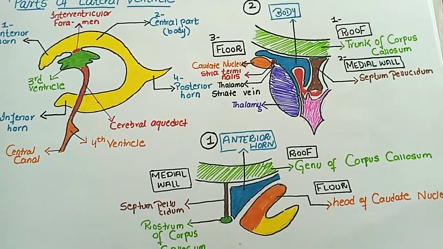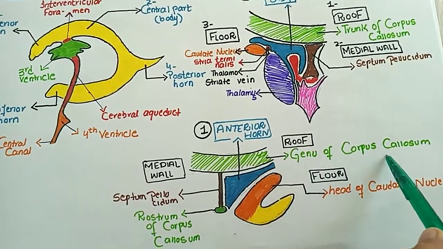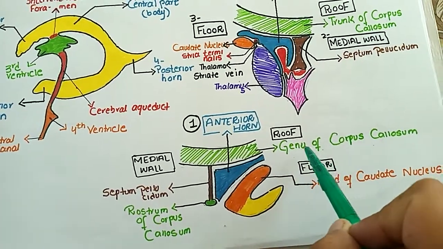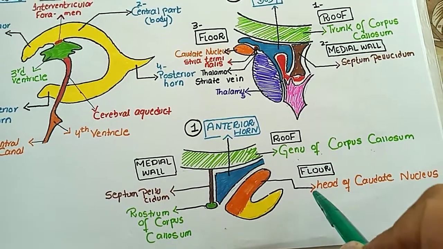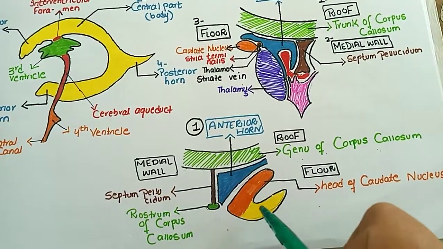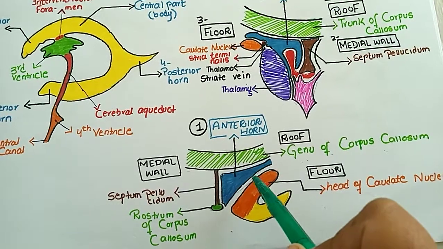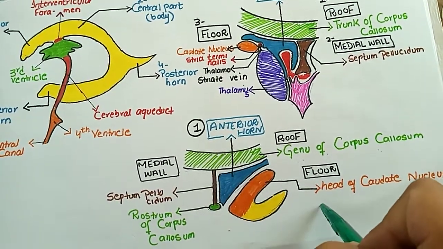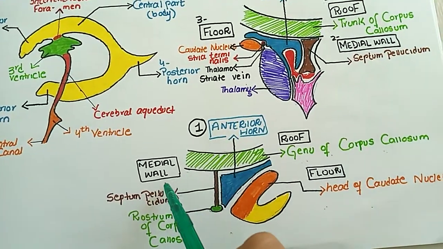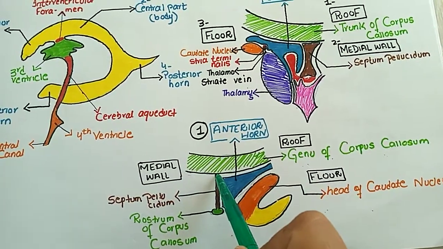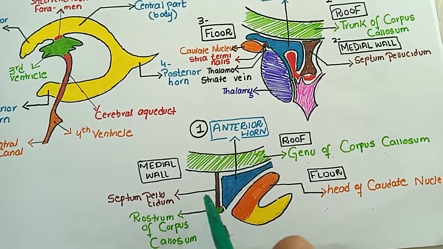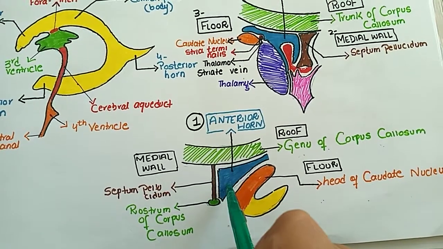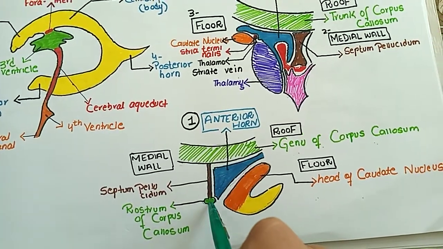The roof of the anterior horn is formed by the genu of the corpus callosum. The genu is the anterior most part of the corpus callosum. The caudate nucleus is present at the inferior side of the lateral ventricle, so the floor of the anterior horn is formed by the head of the caudate nucleus. The septum pellucidum is present between the two lateral ventricles, which separates the two anterior horns of the two lateral ventricles from each other, and this septum pellucidum is a double layer membrane.